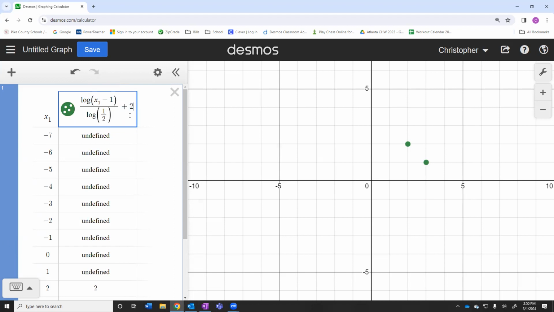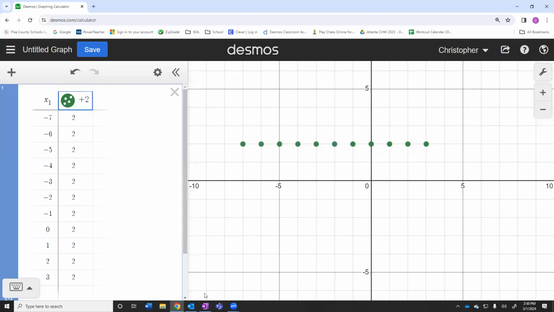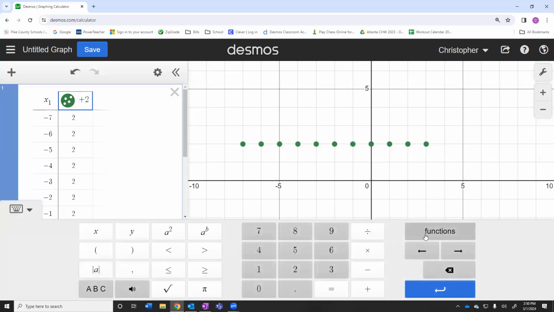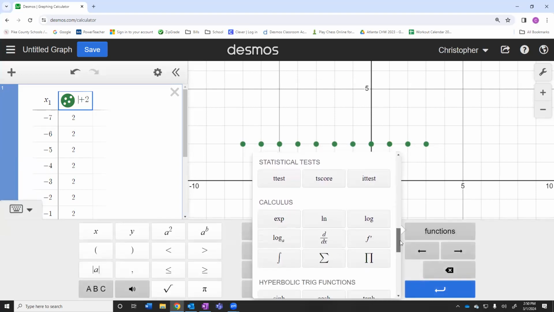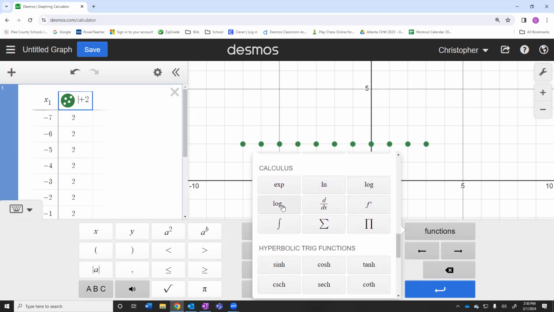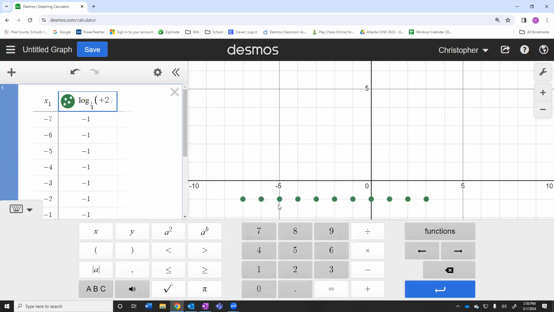So put the +2 outside by itself. If you are using Desmos though, if you're using the TI-30, you need to type it in this way. If you're using the Desmos graphing calculator, there's actually a button on here that will allow you to change the base. So it's under the functions button, and it's this log with the little a next to it. And we can actually change the base to 1/2 now.